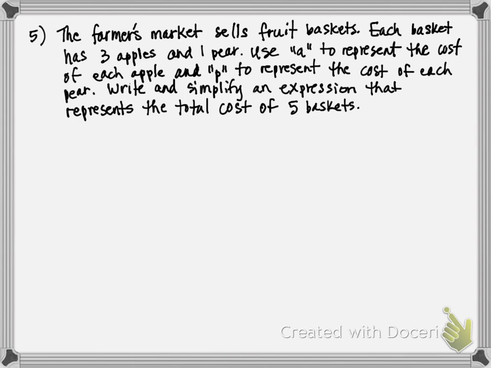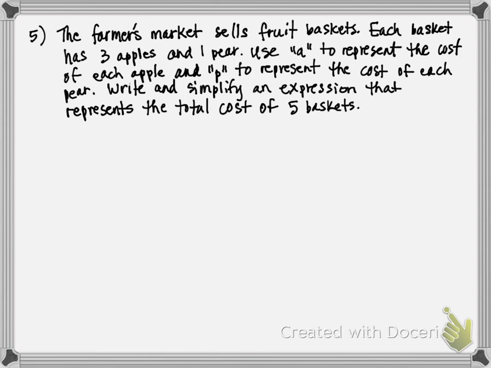Okay, so this one's a bit of a doozy. It's the farmer's market sells fruit baskets. Each basket has 3 apples and 1 pear. Use A to represent the cost of each apple and P to represent the cost of each pear. Write and simplify an expression that represents the total cost of 5 baskets.